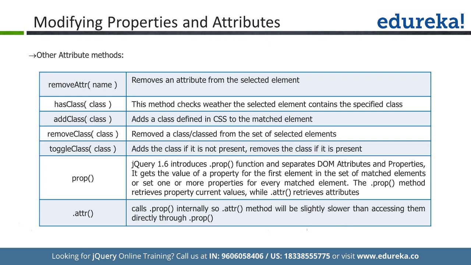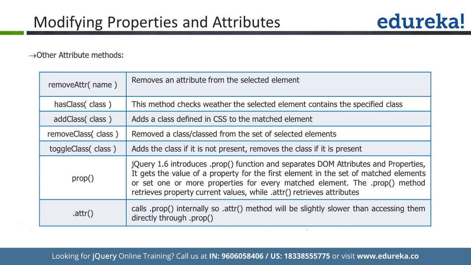Now, there are various methods which are available on top of this. One of them is removeAttr. It removes an attribute from the selected element. Then there is hasClass, which checks if a certain element has a certain class or not. There is addClass, there is removeClass, there is toggleClass. So toggleClass is basically, it will check if the class is present. If it is not, it will add. If it is present, it will remove.